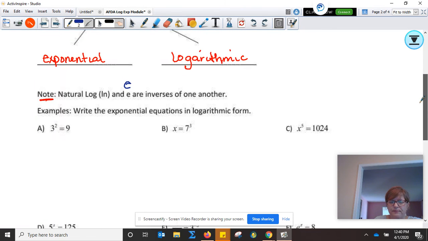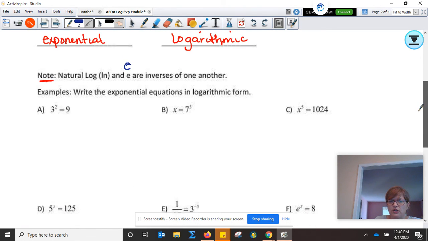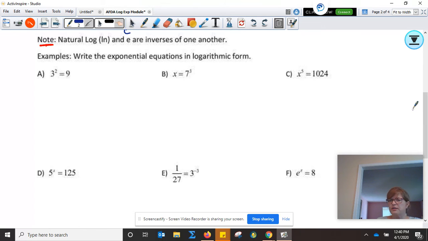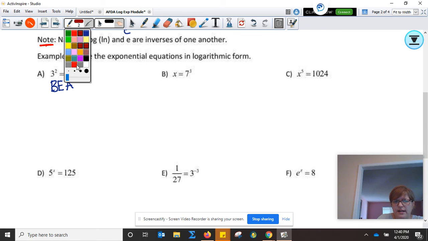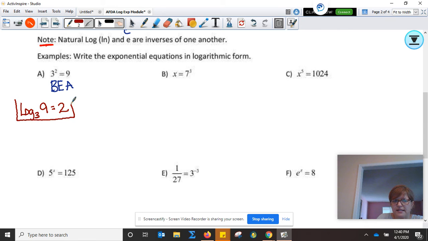So let's do this. Write an exponential equation in logarithmic form. So we're just putting the car in reverse and going backwards. This would be base, exponent, answer. But that's not the way we spell log bay. I'm just going to write log bay: log base 3 of 9 equals 2. Base, answer, exponent.